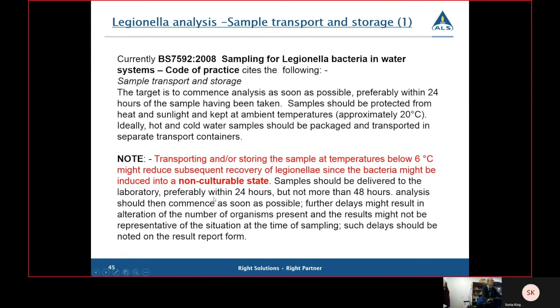As I say, transporting and storing of samples at temperatures below 6 might reduce subsequent recovery of Legionella because the bacteria might be induced into a non-culturable state. So you do not store them below 6 degrees C, and they should be delivered to the laboratory, preferably within 24 hours, but not more than 48 hours. This is what it says in 2008. Trying to get guaranteed 24 hours can be a bit demanding.